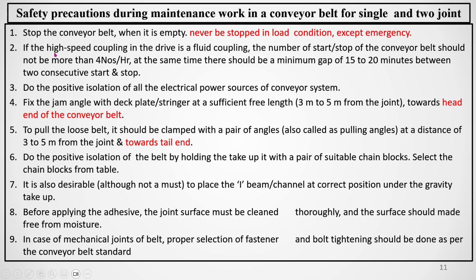Then if high speed couplings are used, fluid coupling, I have told you earlier what type of coupling, the number of starts and stops of the conveyor belt should not be more than 4 times per hour. If you are using a fluid coupling, do not start and stop the conveyor belt with this type of coupling more than 4 times per hour.